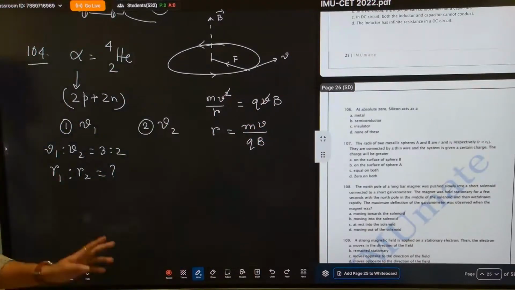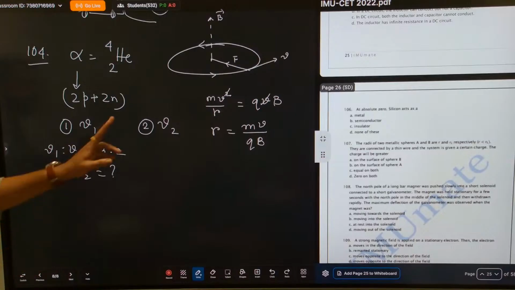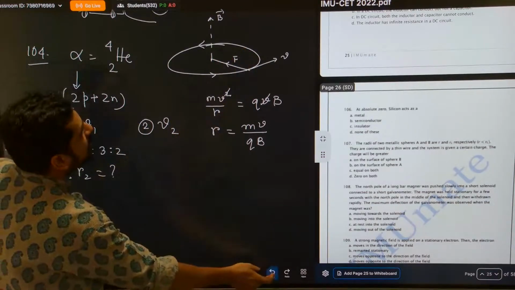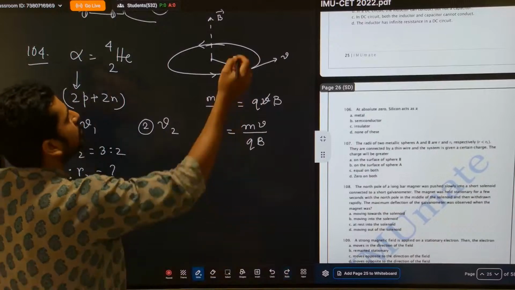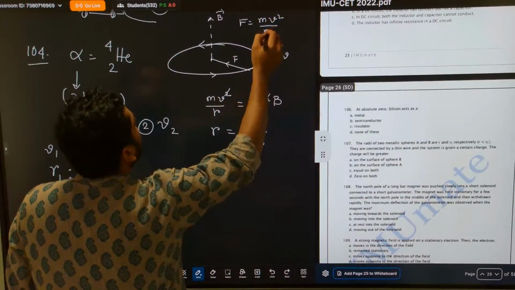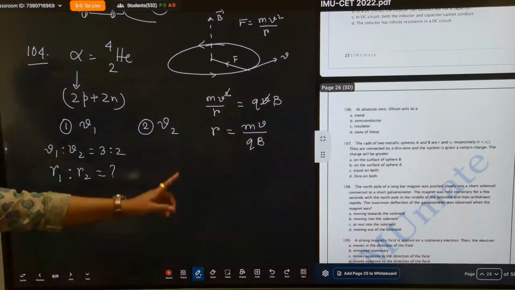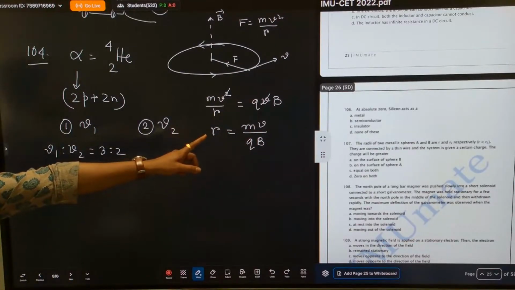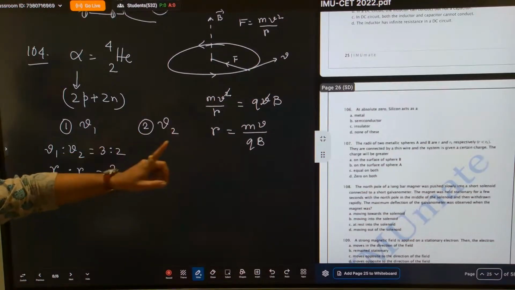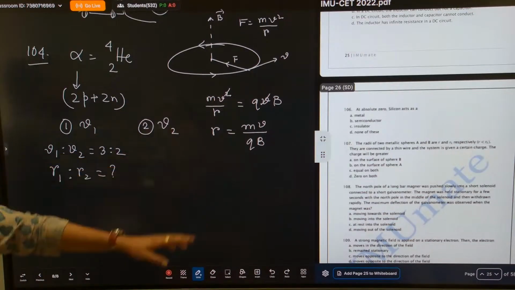Do you get up to this? mv square by r, the force. What is this? This is mv square by r. The centripetal force is mv square by r. That is equal to the magnetic force qvb. Sin theta means theta 90 degree. Just remember. So r became mv by qb.